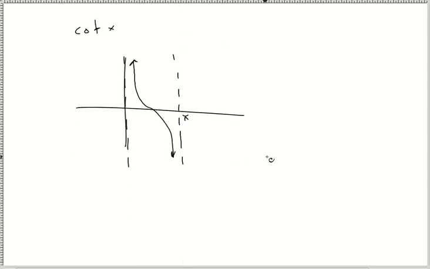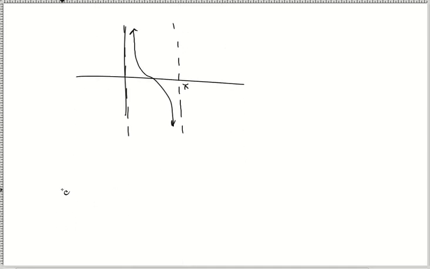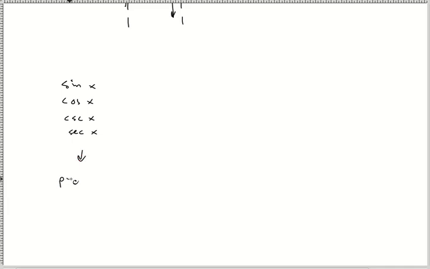Both of those have something in common, though, and I'm going to show you the differences and common similarities and all that stuff. Sine, cosine, cosecant, and secant, all of these guys are related in the fact that they have a period equal to 2 pi over b. On the other hand, tangent and cotangent have a period that's a little different formula, is equal to pi over b.